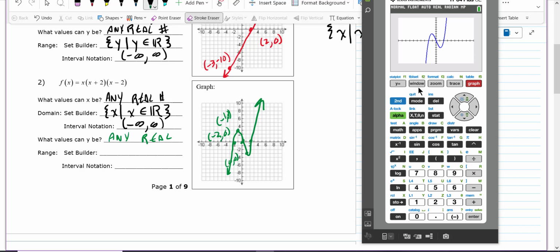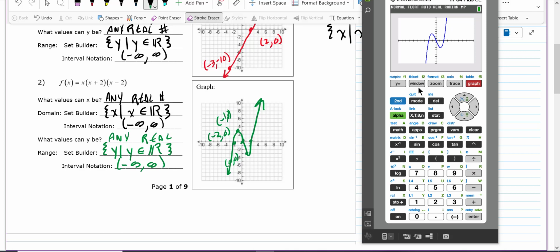And then the set builder notation, the only difference is you're going to say set of y when you do a range, and then you can say y is a real number, or write y, that sideways e is the Greek letter epsilon, which means it's a member of the real number system, okay? And then interval notation is going to be all real numbers, okay? So these two examples I did are examples of the domain and range being all real numbers.